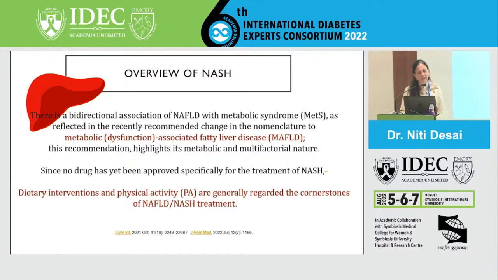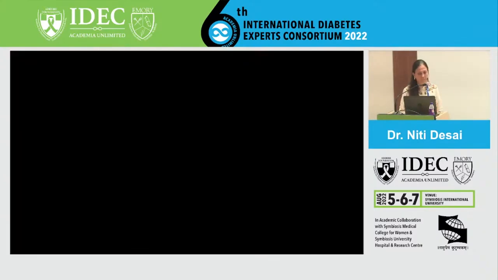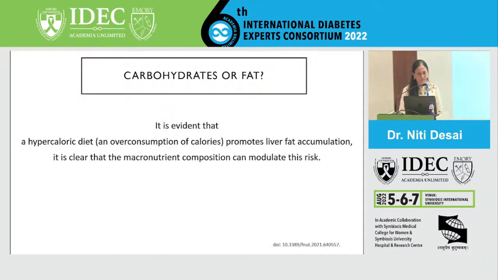Now, since no drug as yet has been approved for the treatment of NASH, dietary intervention, basically lifestyle modification which involves dietary intervention and physical activity, are at the moment regarded as the cornerstone of treatment for NAFL and NASH. So the whole conversation today is whether we should be restricting carbohydrates or fat in the treatment of NASH.